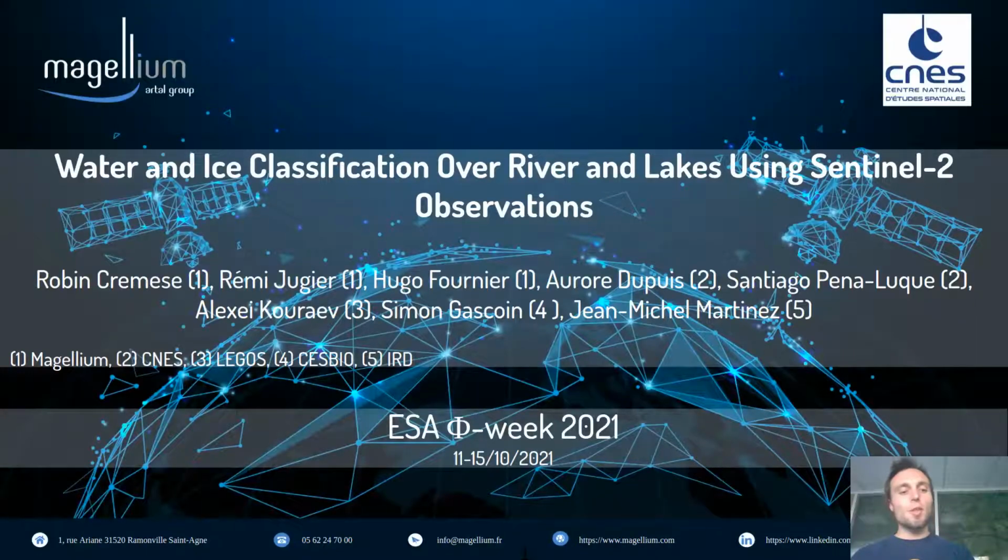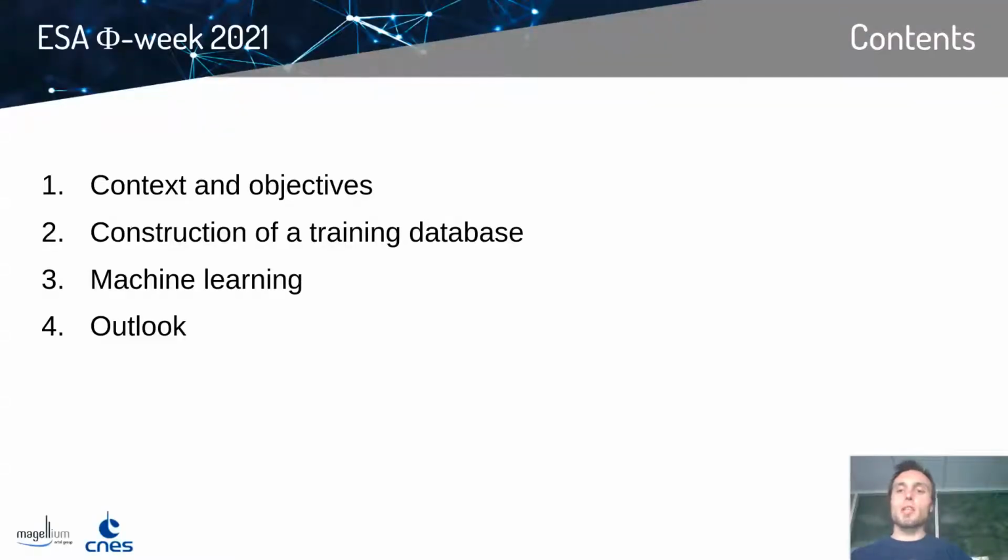Hello, I'm Rémi Jugier, and I'll be presenting water and ice classification over rivers and lakes using Sentinel-2 observation with my colleague. This project is financed by CNES and Magellium. I will be presenting the context and objective, the construction of a training database, and my colleague will be presenting machine learning results and the outlook.